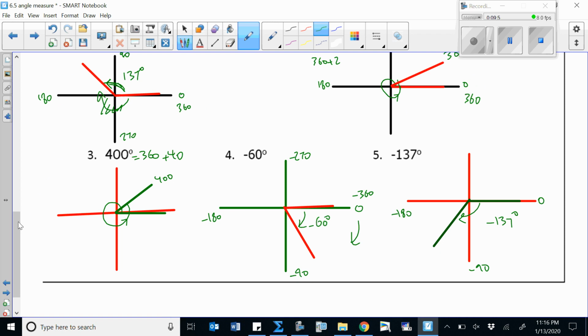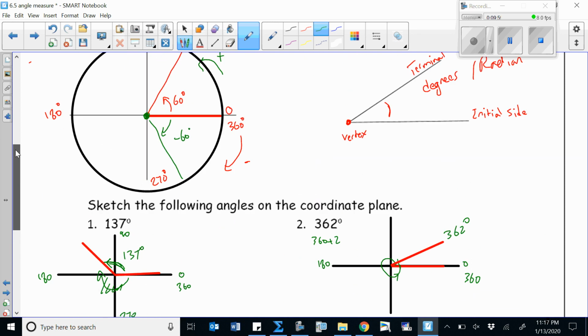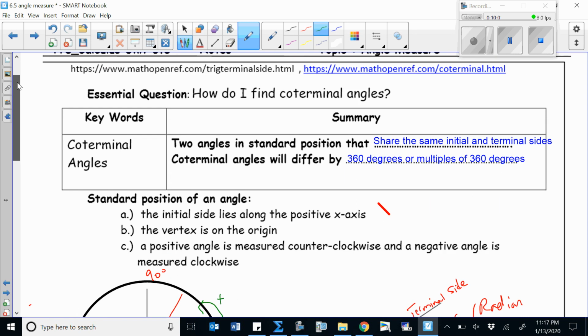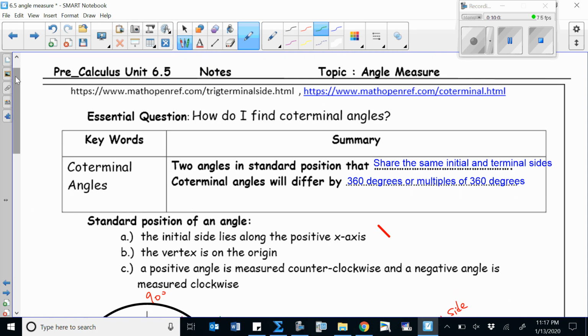Okay. So this was about angles in degrees actually, and how to draw them. Then we're going to talk about coterminal angles. The definition of coterminal angles is here: two angles in a standard position that share the same initial and the same terminal sides. So let's explain about this. I'm going to open a new page here.